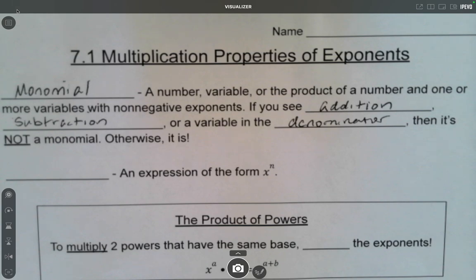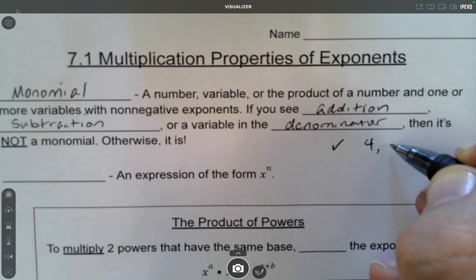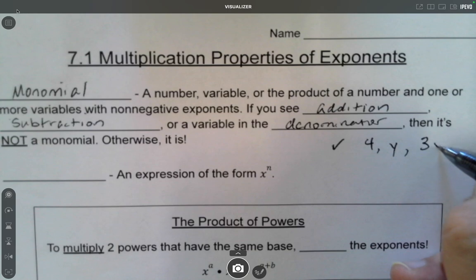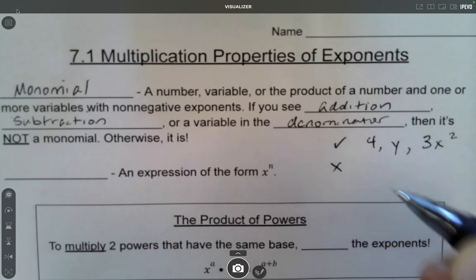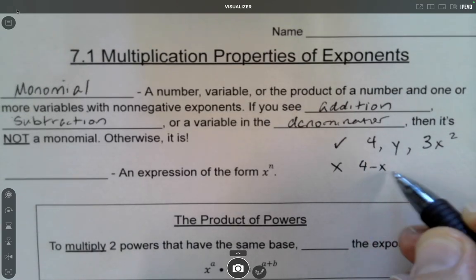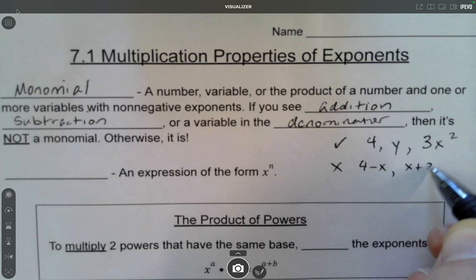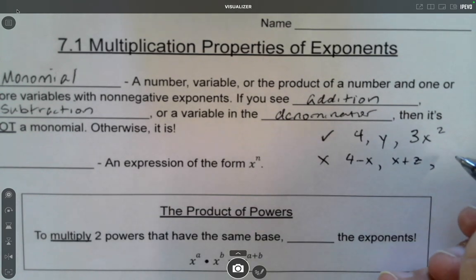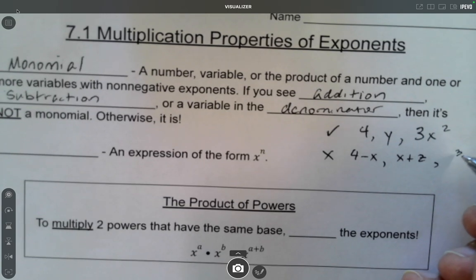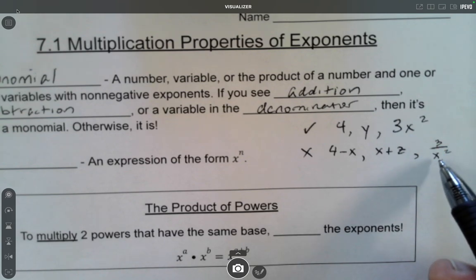Otherwise, it is. So some examples that are monomials, it could just be the number 4, it could just be a variable y, or it could be a combination of those things, even with exponents. So those are all monomials. Individually, they're monomials. But if I see 4 minus x, that's not, because we've got subtraction, so that's two different terms. Or if I have x plus z, that's not a monomial because we see addition, so that's two different terms. Or if I see 3 over x squared, that's not a monomial because if we rewrote that, it would have a negative exponent, 3x to the negative 2. So that's why variables in the denominator won't work.